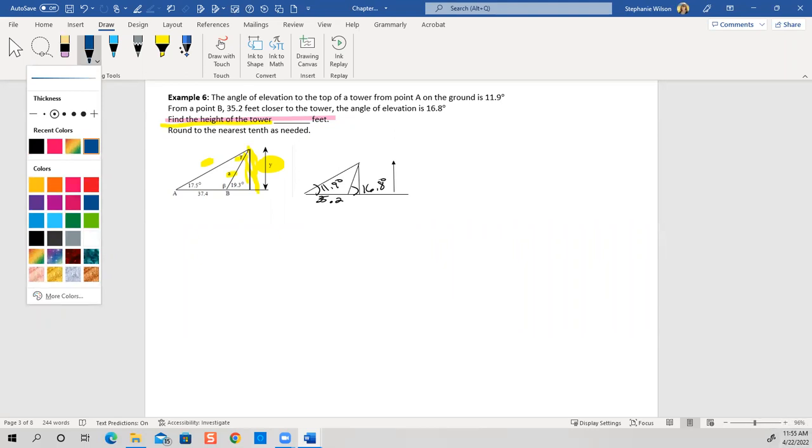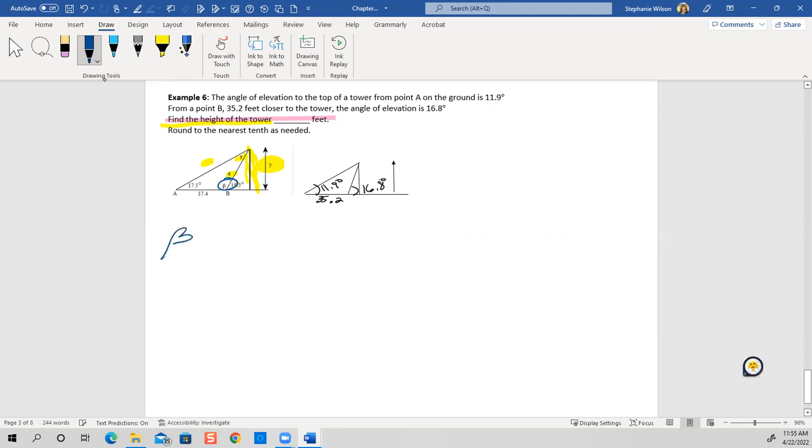Well, what we can do is find beta. We know beta is going to be 180 degrees, because we are talking about a triangle, and we're going to subtract. So beta's here, we're going to subtract that angle on the other side of it, which is 16.8 degrees. And it's going to give us a nearest tenth. It's 163.2 degrees.